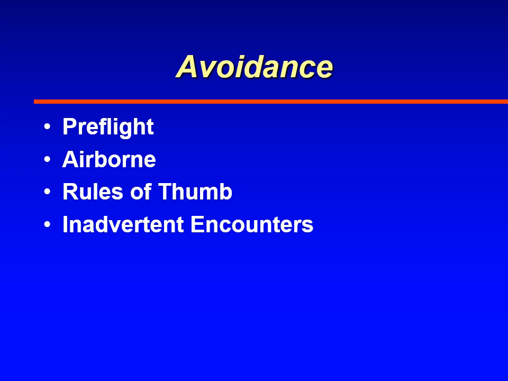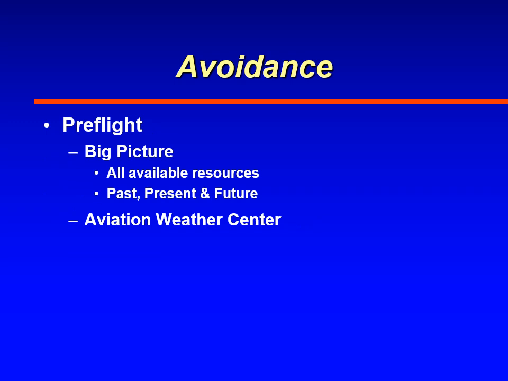Probably the most important is pre-flight. This is where you're trying to estimate or figure out your route of flight and how to circumnavigate thunderstorms. But it can also happen while you're airborne. And in later videos, we'll talk about rules of thumb for avoiding thunderstorms and what to do if you inadvertently encounter a thunderstorm.